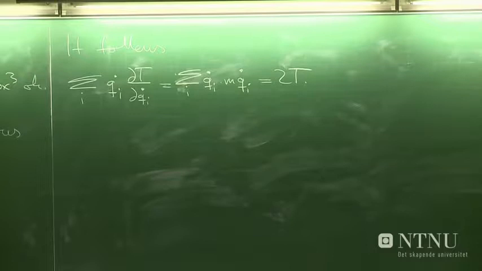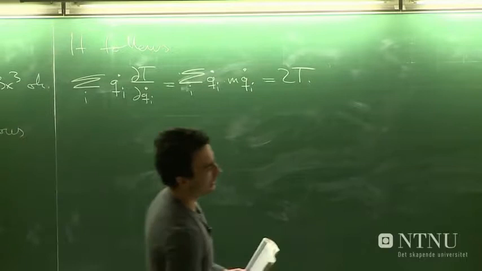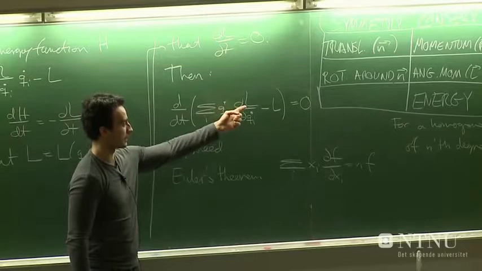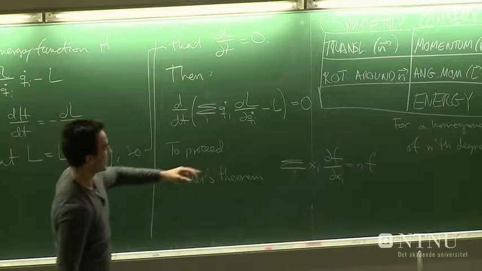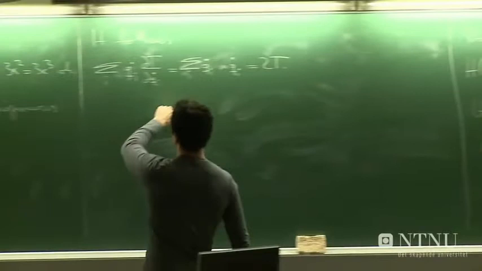All right, let's now use this result in our equation over here. And keep in mind that the potential energy in the Lagrangian is independent of q dot, since we assume that it's only dependent on position. So we can replace L here with T, and therefore make use of this relation.